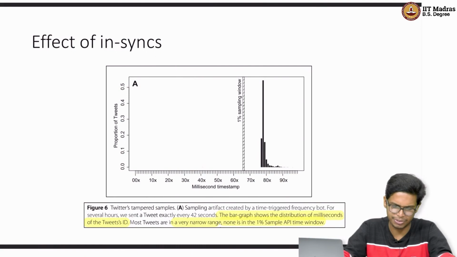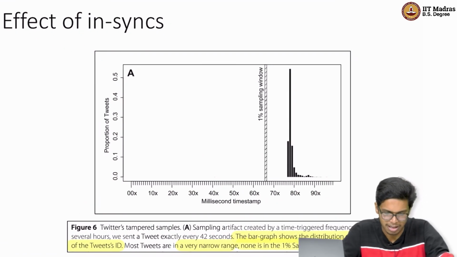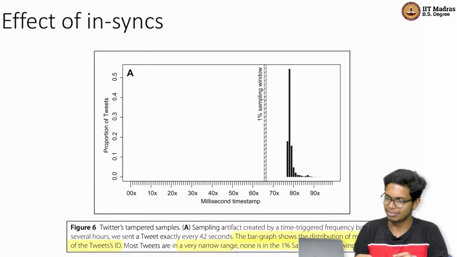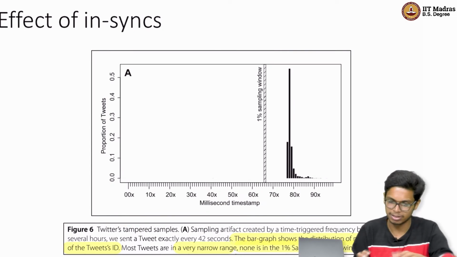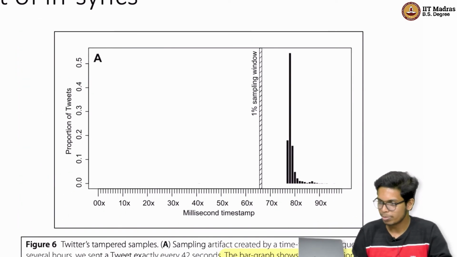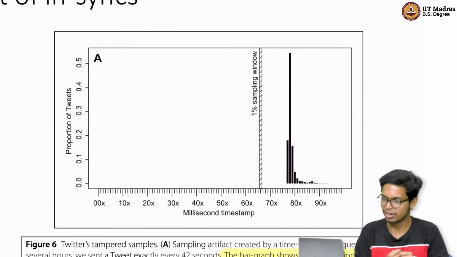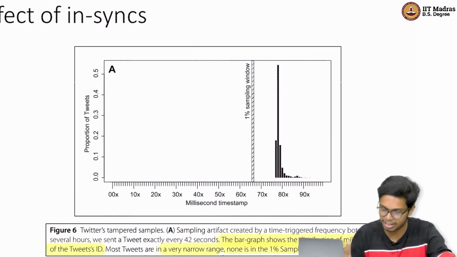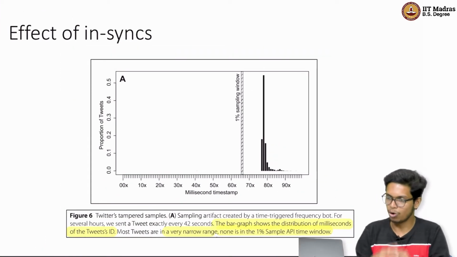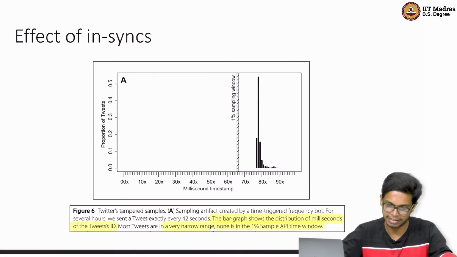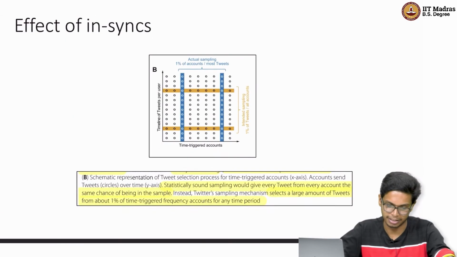So again, this figure we saw in one of the earlier lectures: you have this bot, and just by chance the timestamp does not overlap with the 1% sampling window. It could be that none of your tweets, not even one, gets recorded in that 1% sample, while by definition a 1% dump of Twitter should have at least that, right?